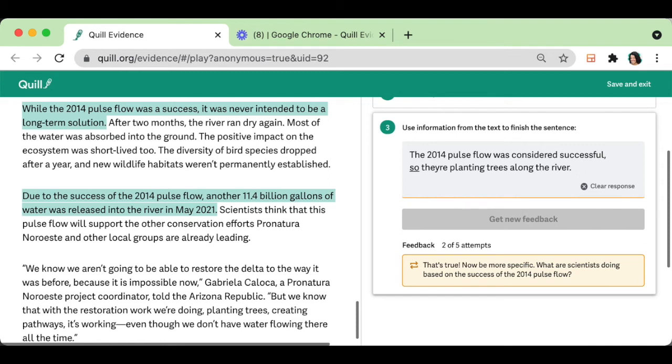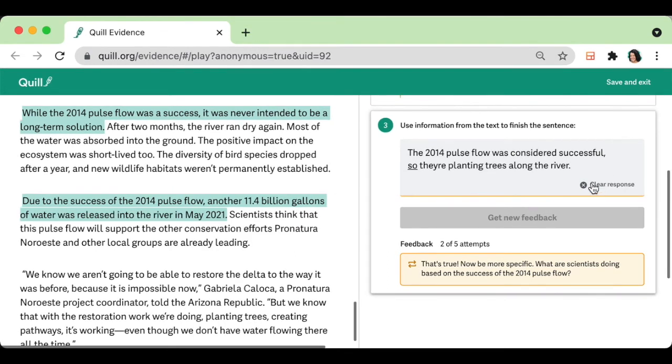So it is true that restoration work in the Delta continues, but the text doesn't say that the pulse flow led conservation groups to plant more trees. So this isn't a strong "so" response. Therefore, the feedback pushes students to be more specific and find stronger "so" evidence. The student might clear their response and write, "So they want to continue this method."